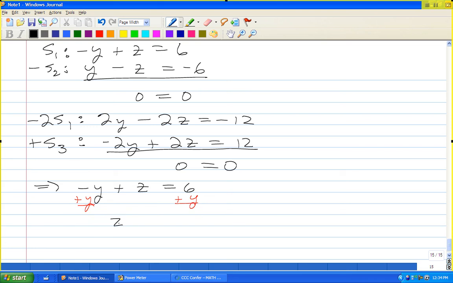So that says that z is equal to y plus 6. And z and y is free to vary. Oh, so it's a free parameter. It's a one parameter family of solutions.